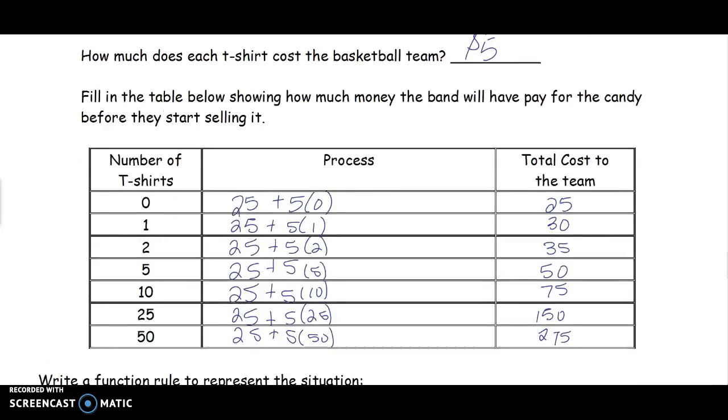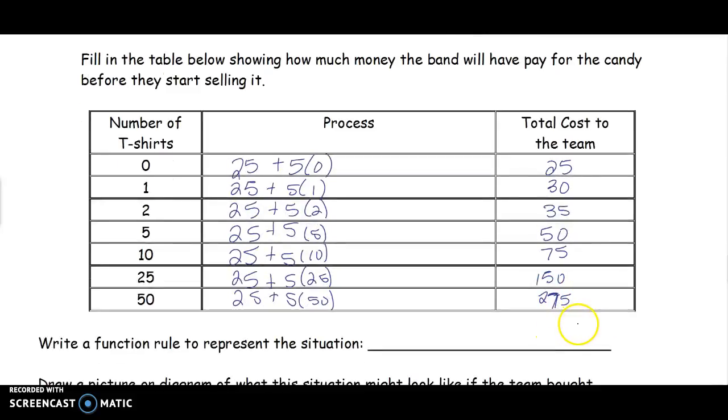So here's what your graph should look like. Notice we have the process column all filled out, and then we filled out, it would cost $275 to get 50 shirts made. So the function rule, let's use variables that relate to this. I'm going to use C for the total cost, and I'm going to use S for the number of shirts. So we would say 25 plus 5 times S. If you switched those, that's totally fine.